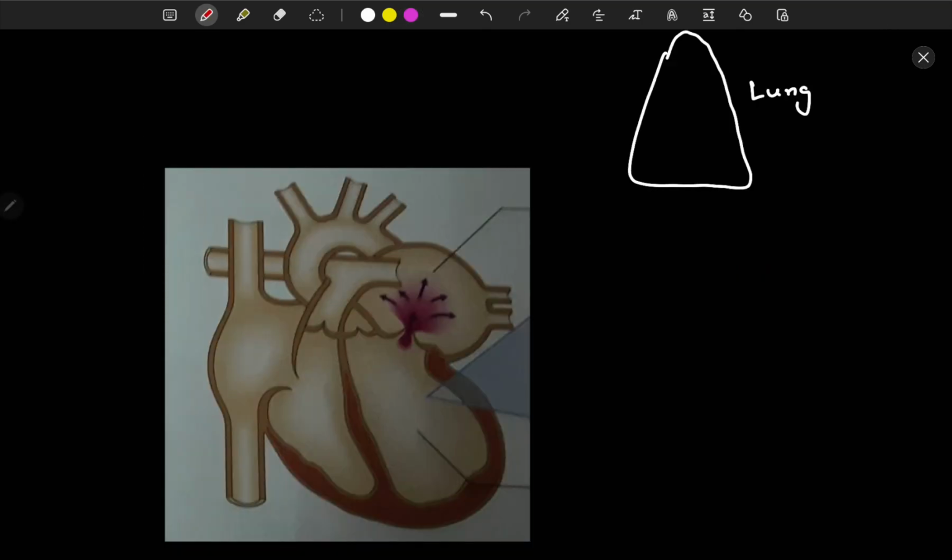So this is a normal heart. This is the right ventricle, and the blood from the right ventricle goes to the lungs, to the respiratory system, for oxygenation, and after oxygenation it comes into the left atrium and then into the left ventricle. So this is what normally happens.